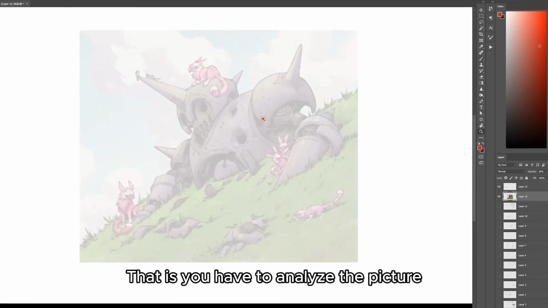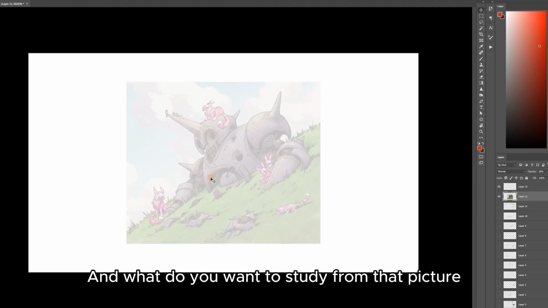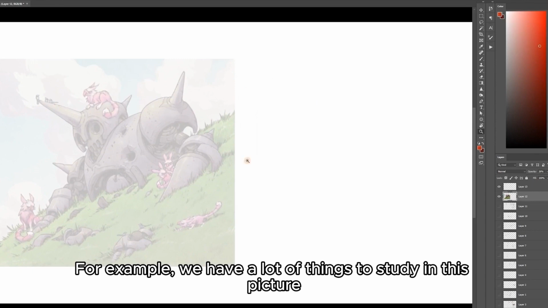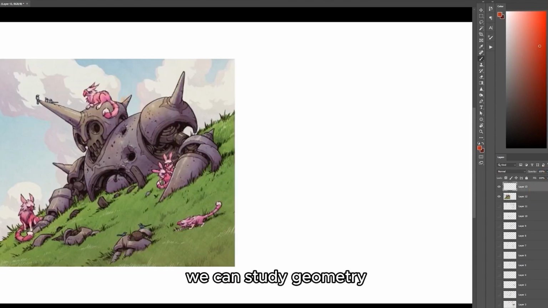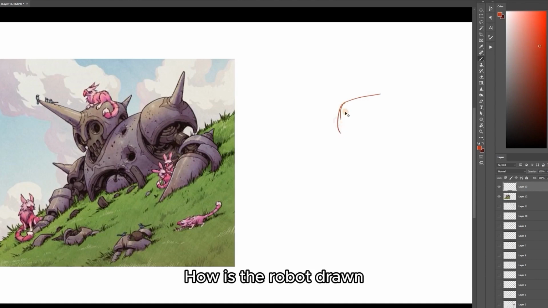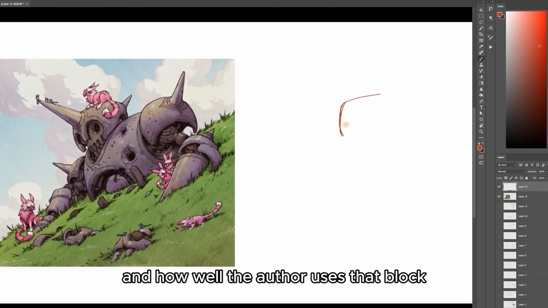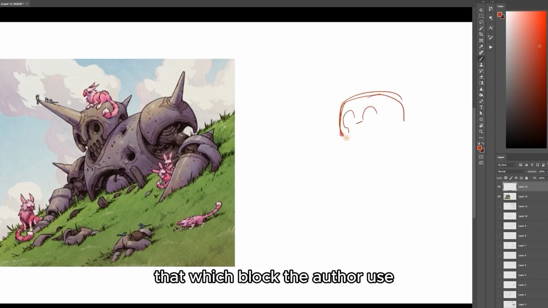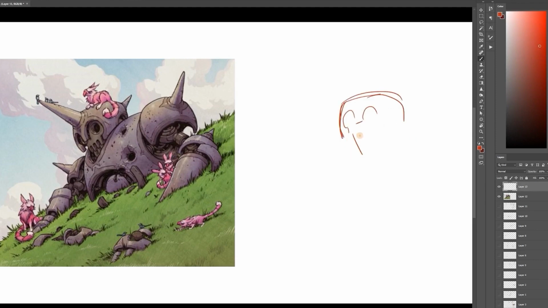That is, you have to analyze the picture, and what do you want to study from that picture? For example, we have a lot of things to study in this picture. We can study geometry. It means that when I look at this, I can understand how the robot is drawn, and how well the author uses that block. We can understand which block the author used, and how to stylize a robot.